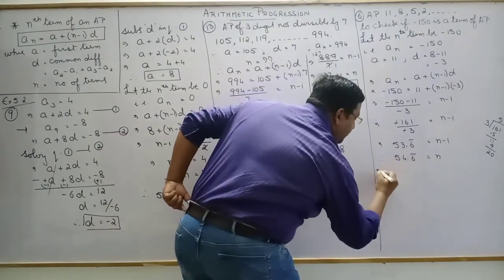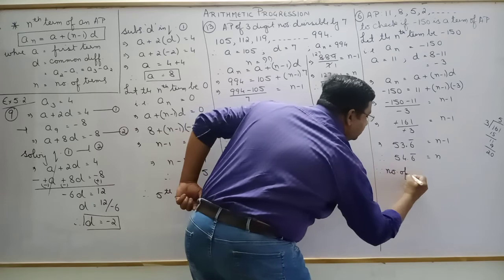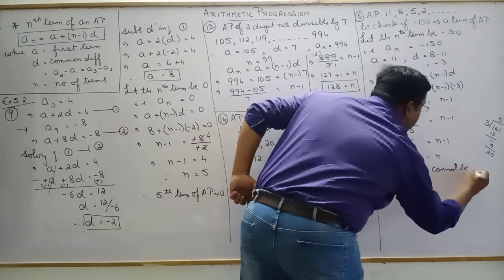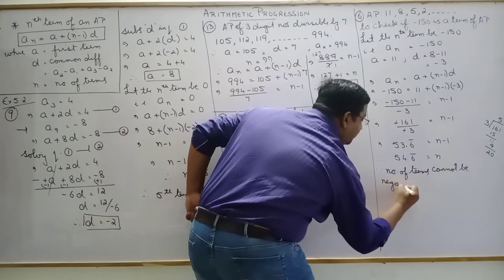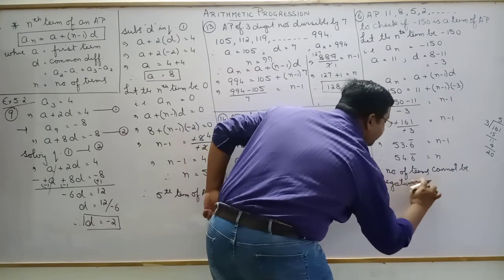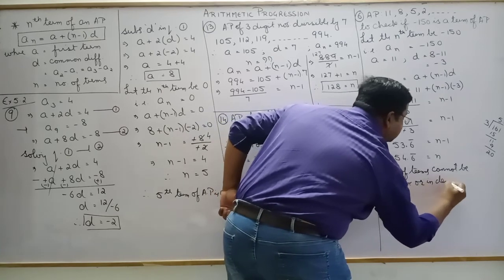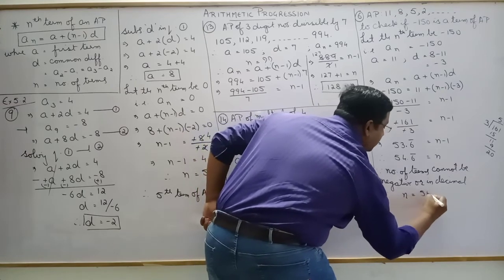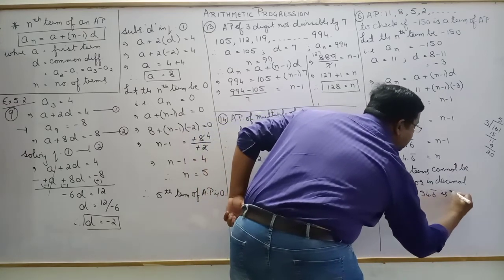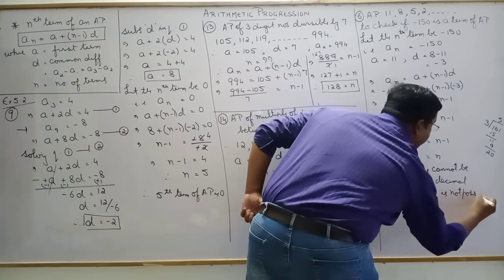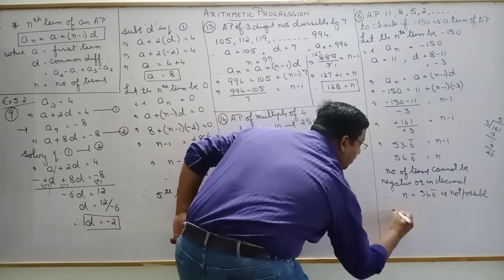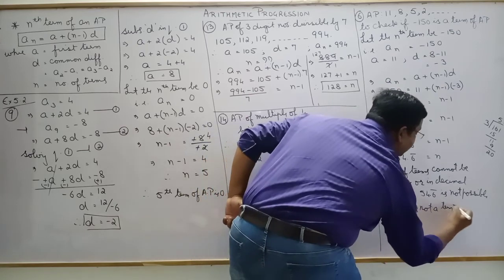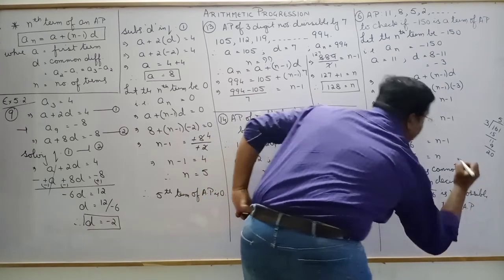You can verify, because the number of terms cannot be negative or in decimal. So therefore n equal to 54.6 recurring is not possible. And why is it not possible? So therefore minus 150 is not a term of the given AP.